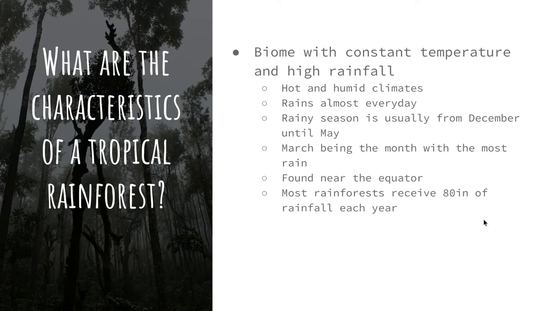What are the characteristics of a tropical rainforest? As we know from our previous lessons, tropical rainforests are considered their very own biome. This biome consists of constant temperature and high amounts of rainfall. This leads to hot and humid climates. It rains almost every single day, and the rainy season is usually from December until May, with March being the month that it rains the most. And most rainforests receive, on average, at least 80 inches of rainfall each year.